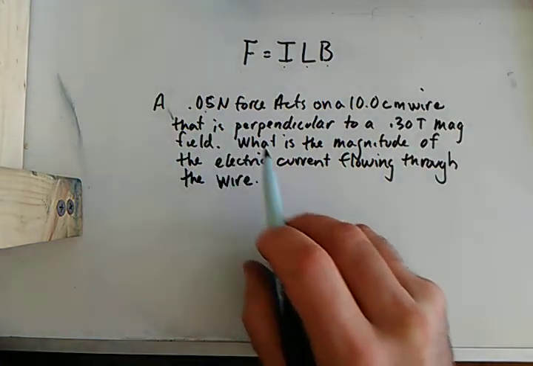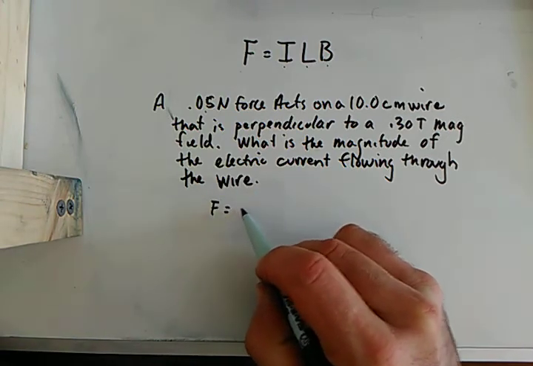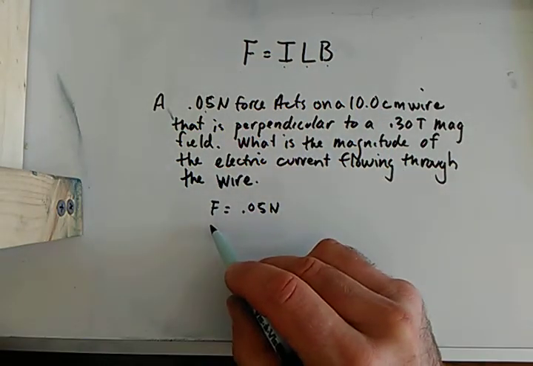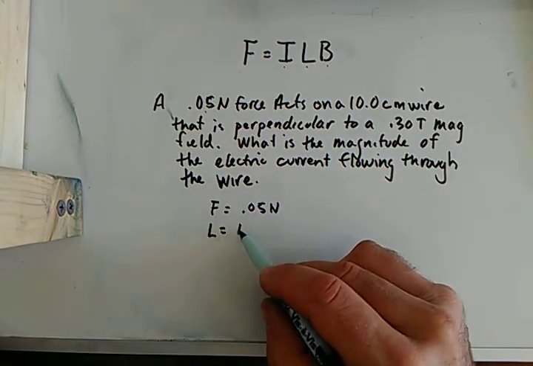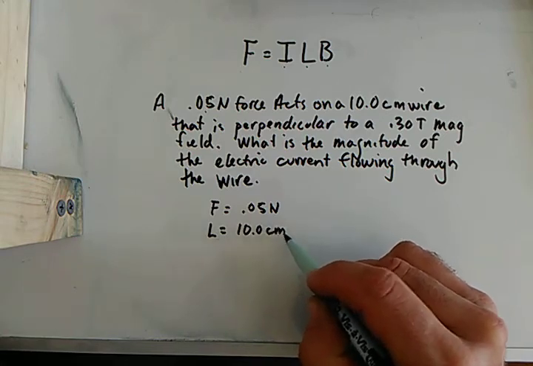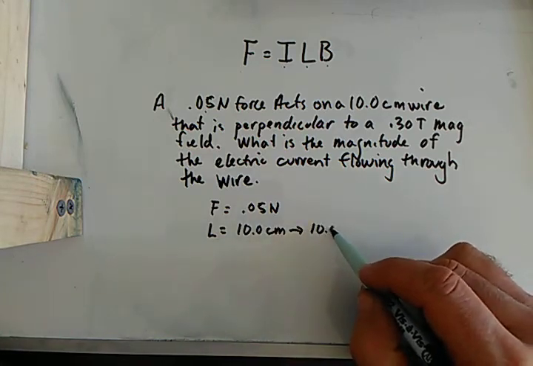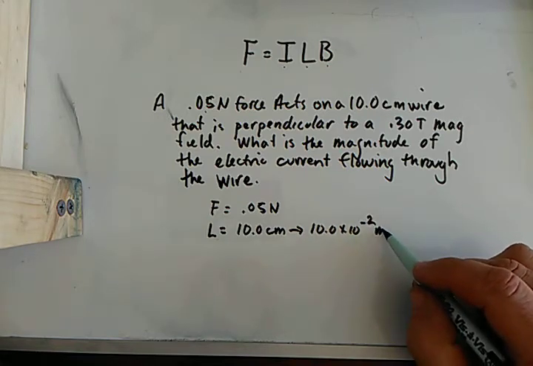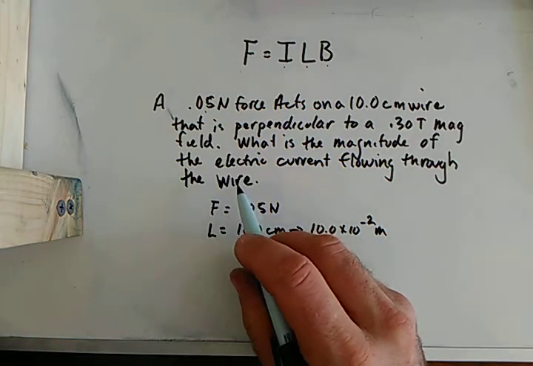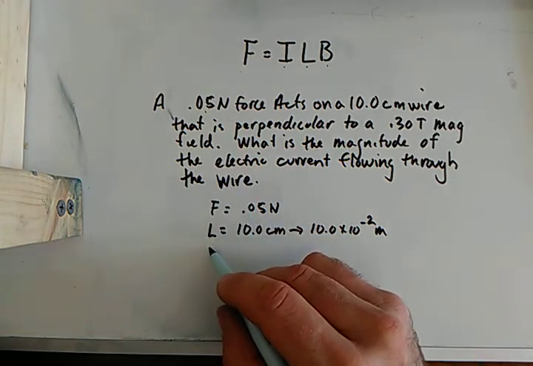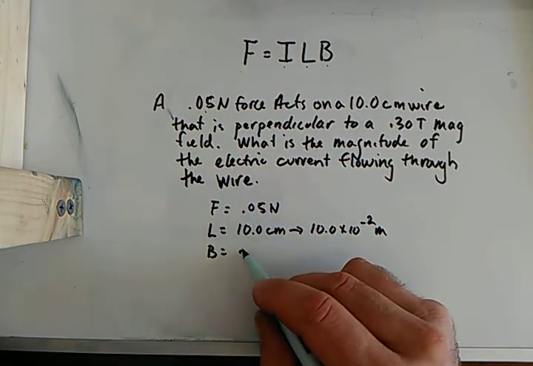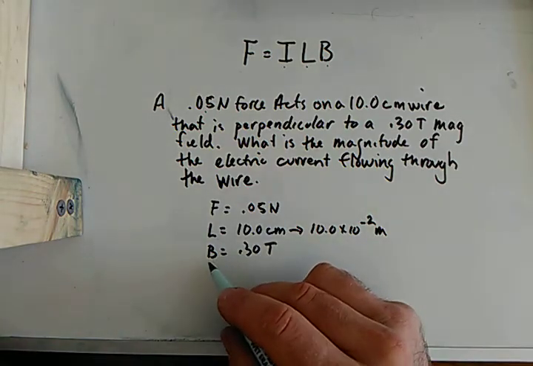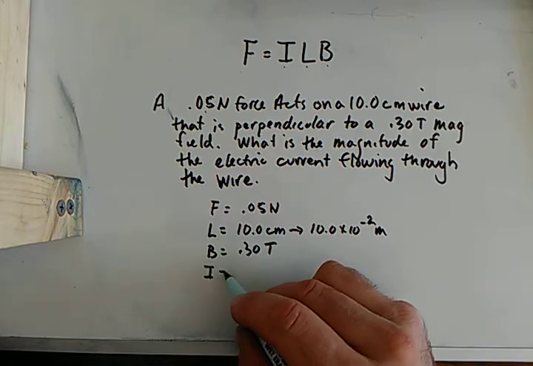Okay, so look, the force is 0.05 newtons, acts on a length of wire of 10 centimeters, which we know is 10 times 10 to the negative second meters, perpendicular to a magnetic field of 0.30 Tesla. And they want to know the magnitude of the current. Okay, so what is I?